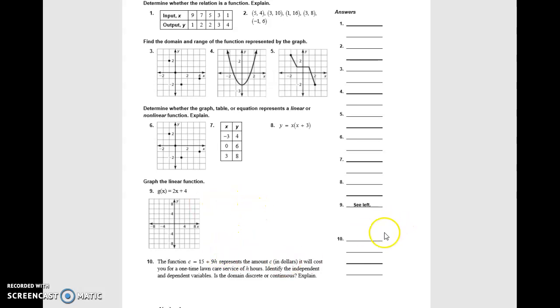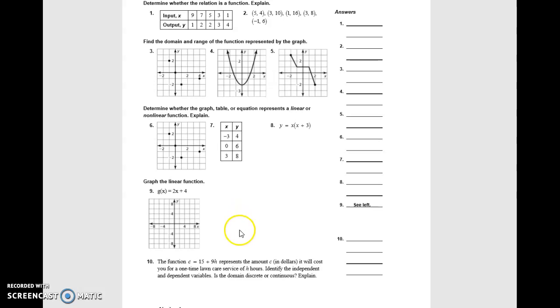And then 10, there are 4 lines because you should be writing down 4 things. It asks you to identify the independent variable, that's 1, dependent variable, that's 2. Then it gives you a 50-50 chance there, and then asks if it's discrete or continuous. That's the third thing you're answering, and then explain how you know it's discrete or continuous.